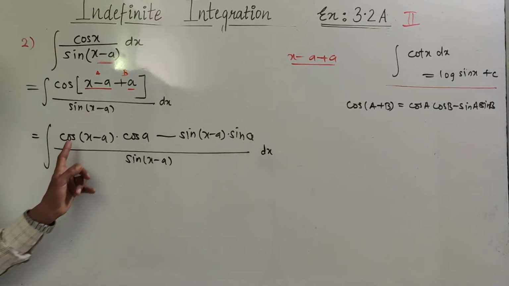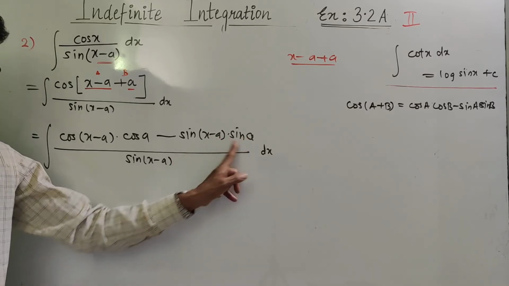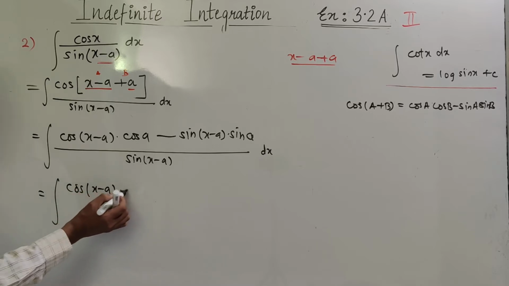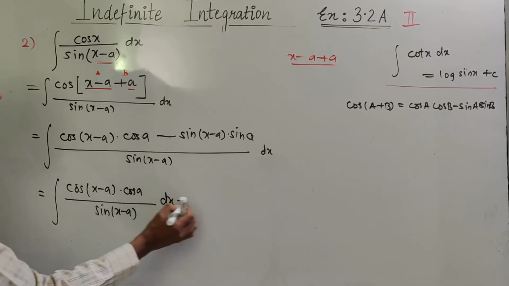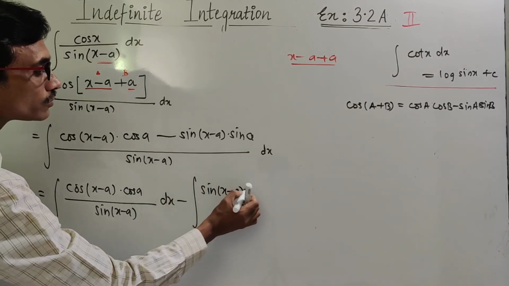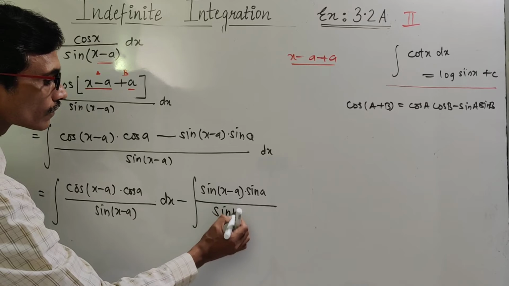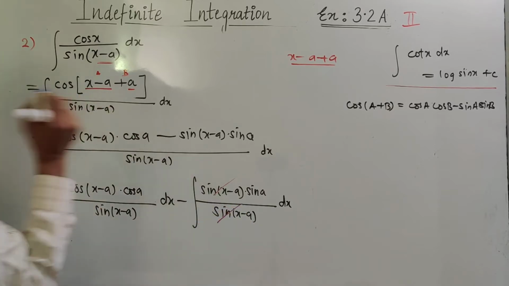Then you have to separate it: cos of this divided by sin, and sin of (x minus a) upon sin, we have to separate this. So that will be the integral of cos of (x minus a) into cos of a upon sin of (x minus a) dx, minus the integral of sin of (x minus a) into sin a upon sin of (x minus a) dx, so that this sin of (x minus a) is getting cancelled.